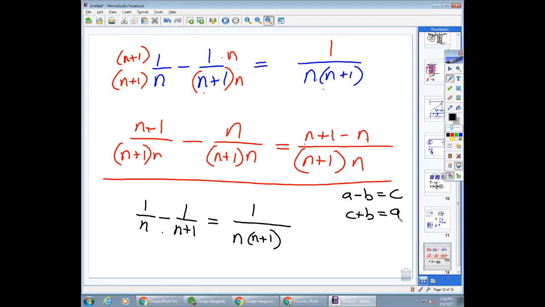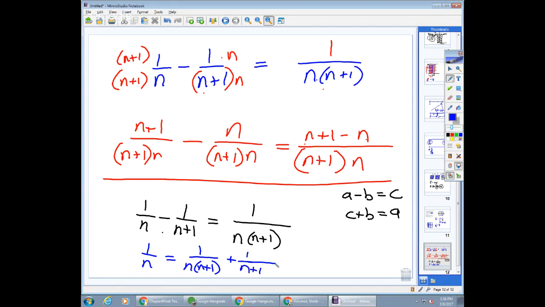So that would mean a different color. Let's try blue. 1 over n stays over here, and on the other side, I get 1 over n times n plus 1, plus 1 over n plus 1. Oops, yes, thank you, sorry. So now I've rewritten it as the sum of two fractions.